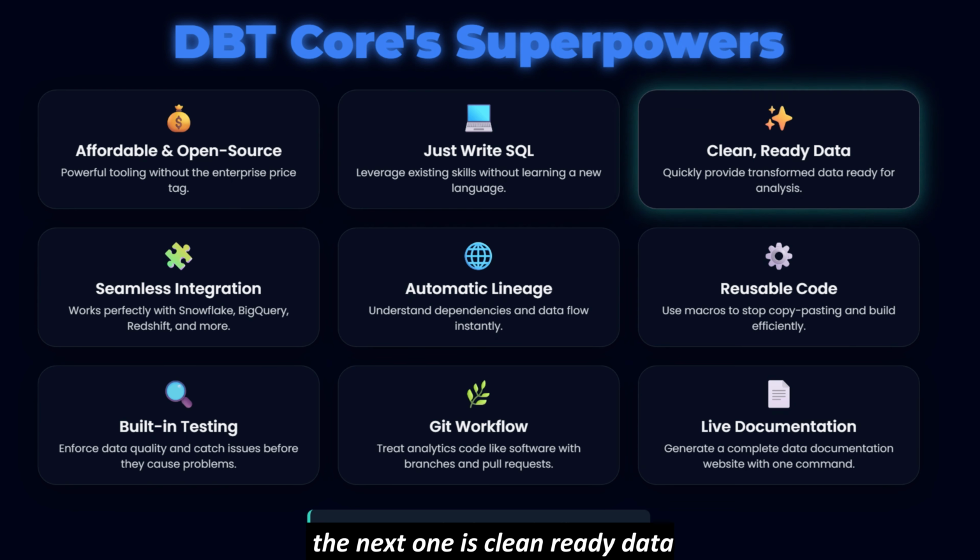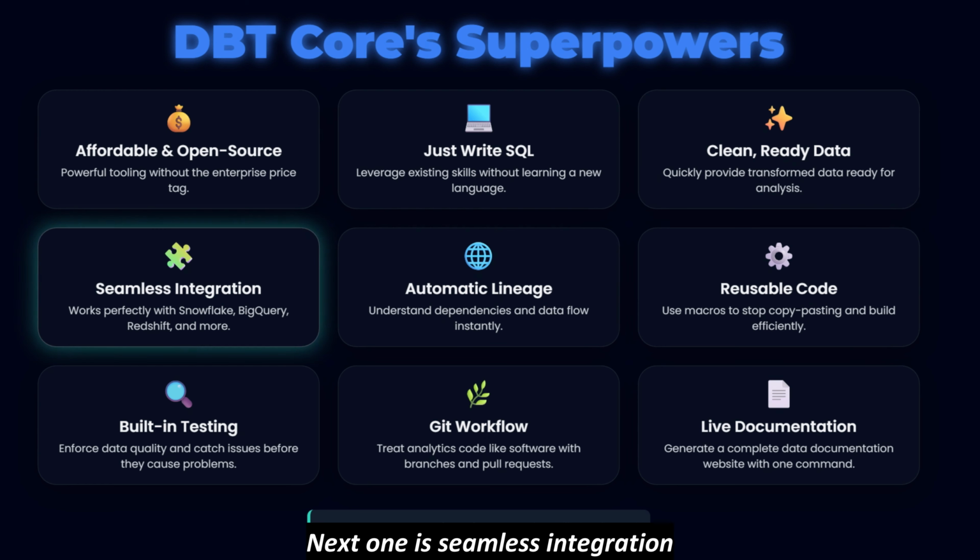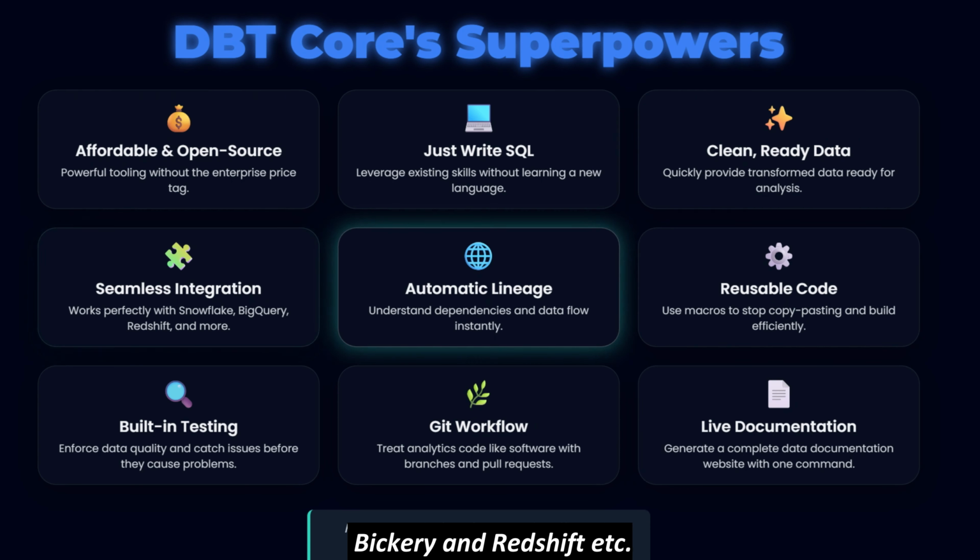The next one is clean, ready data. You create clean, ready-to-use datasets. Next one is seamless integration. It works with top warehouses like Snowflake, BigQuery, and Redshift. Next one is automatic lineage. When you build your data models, DBT automatically creates a map that shows how everything is connected. This helps you see where your data comes from at a glance.